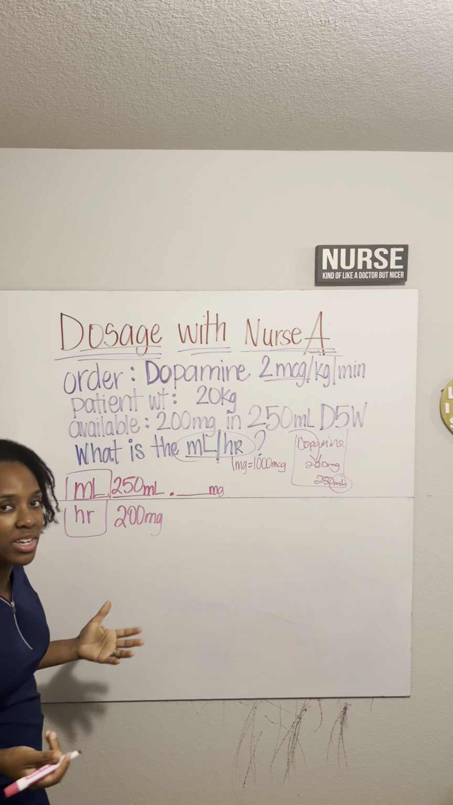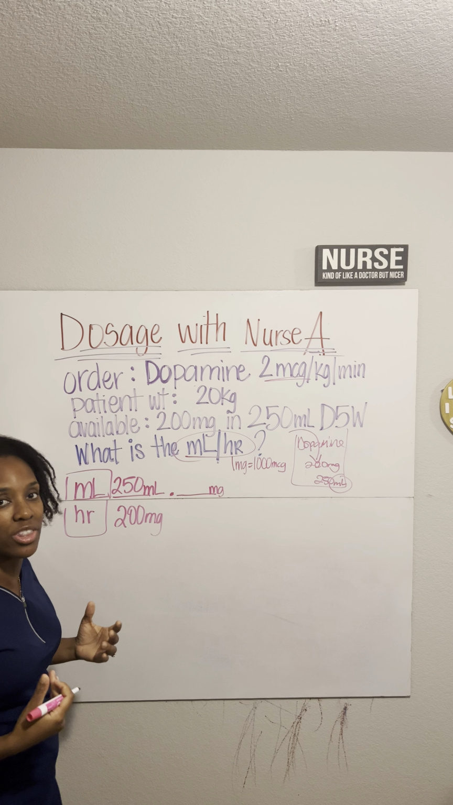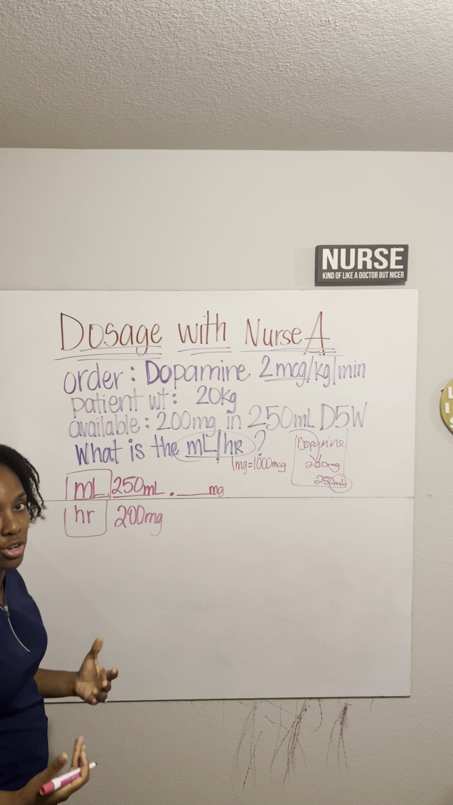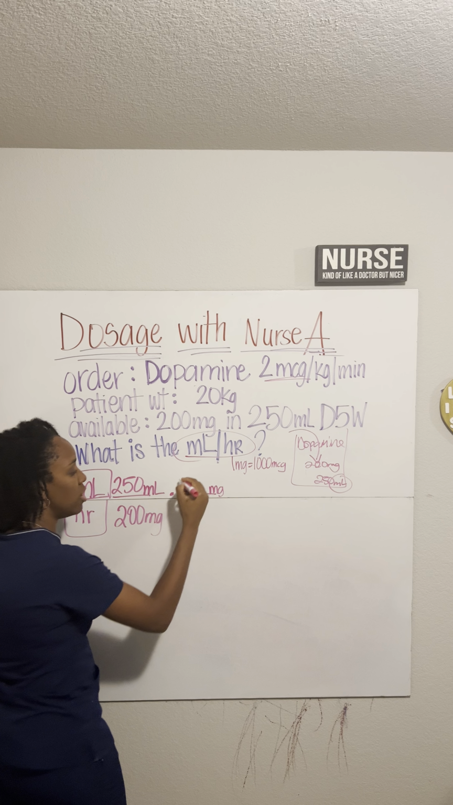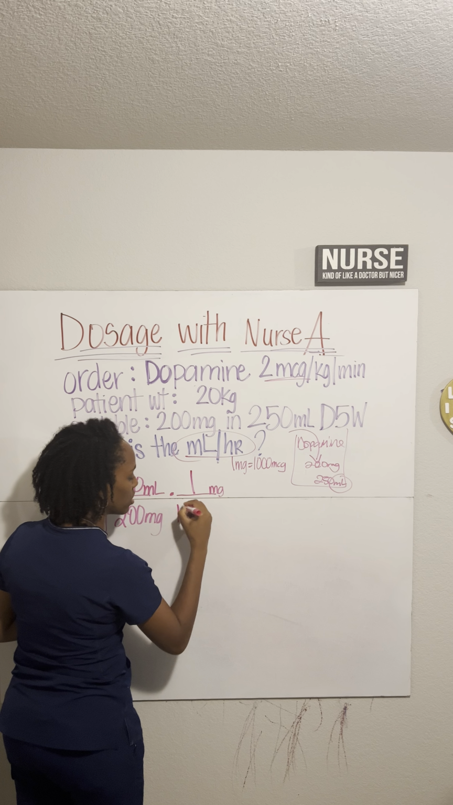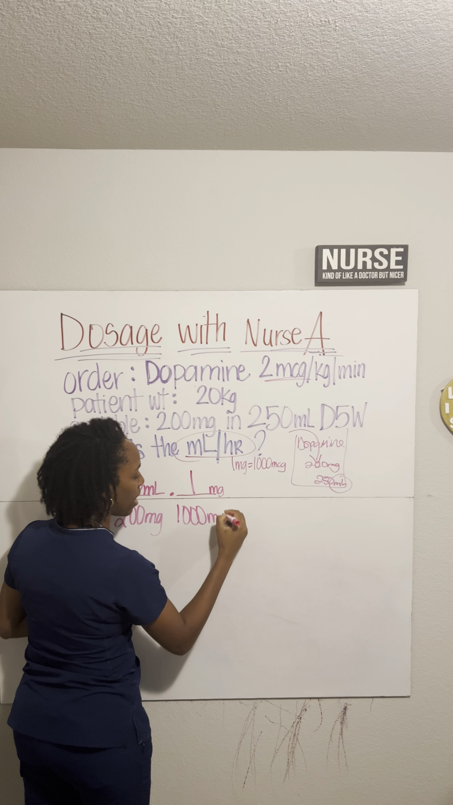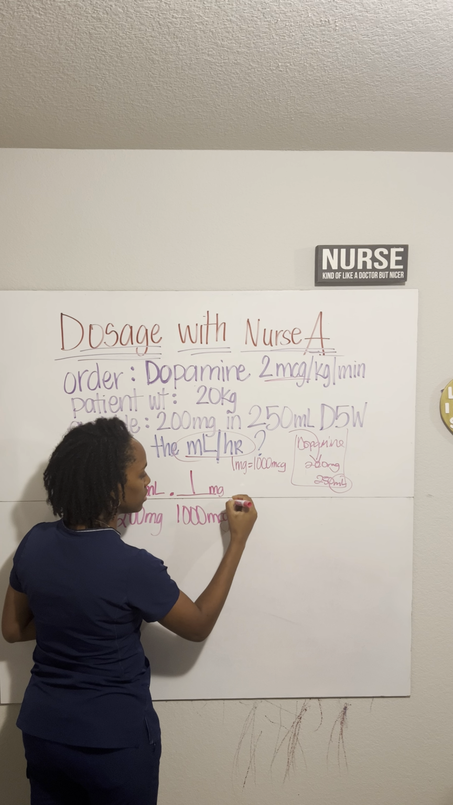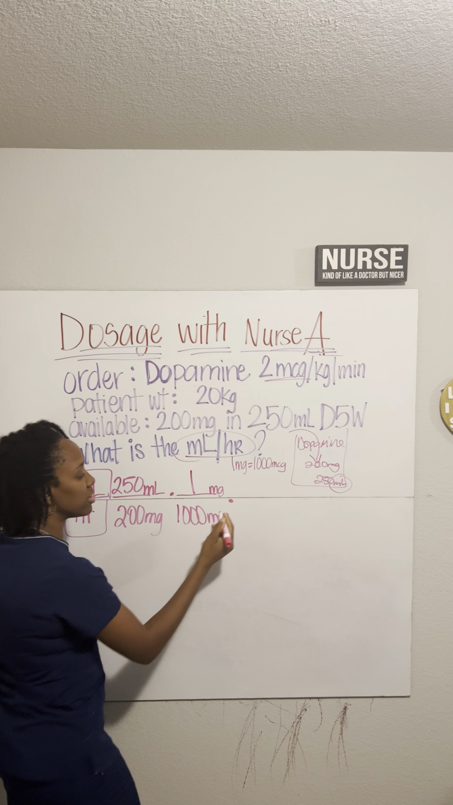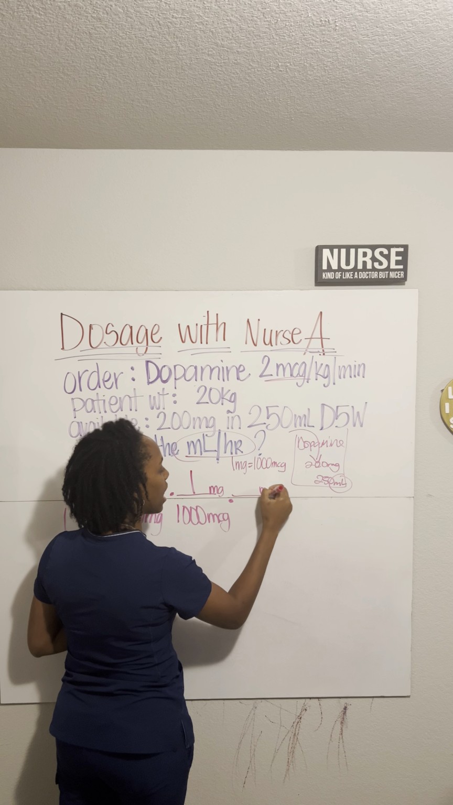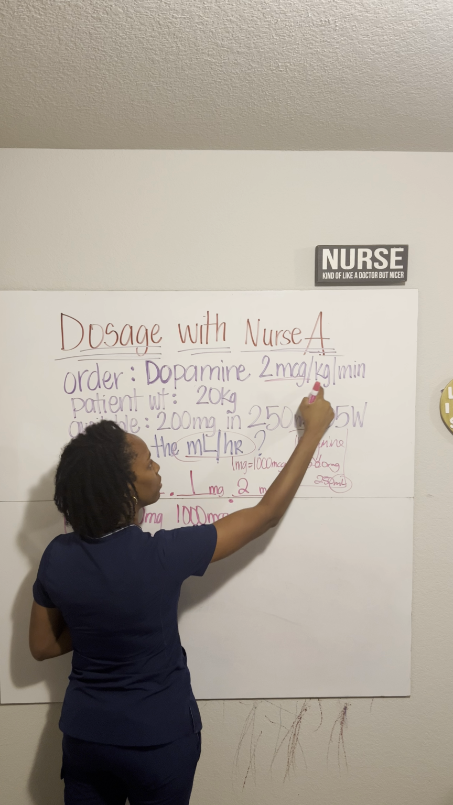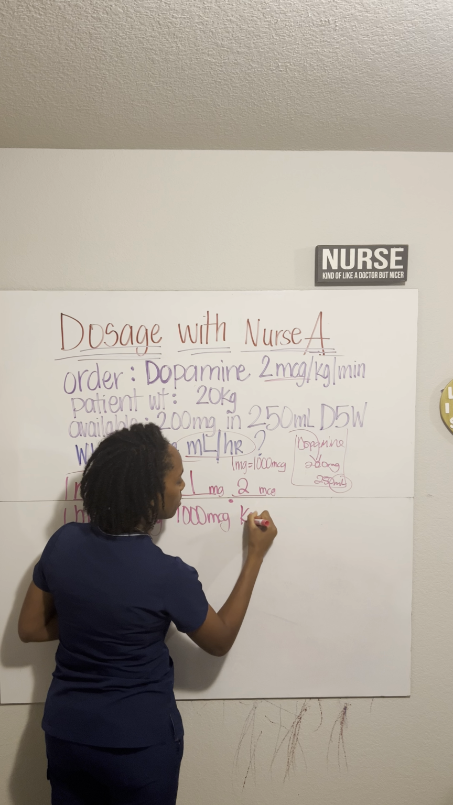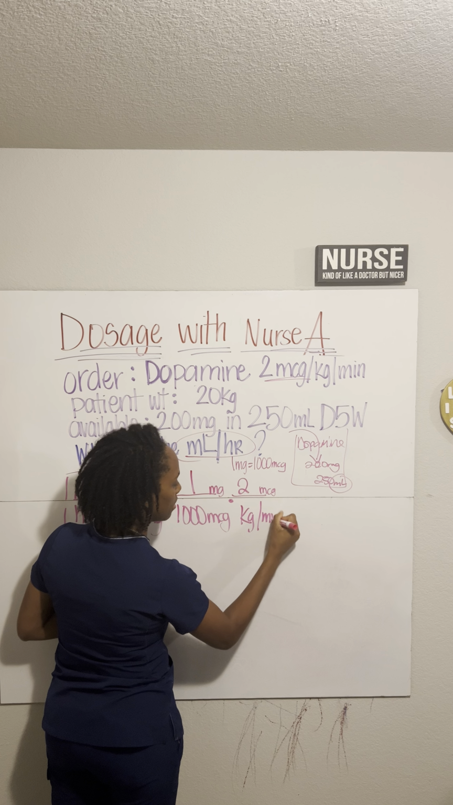And how do I know this? Well, you need to get in a rhythm of always writing down your conversions every single day so that it becomes just like this to you. So 1 milligram equals to 1,000 micrograms. All right. Now we have micrograms on the bottom, so I need to have micrograms on top. And that is 2 micrograms, but you can't forget what's beside it. It's kilogram per minute. All right.